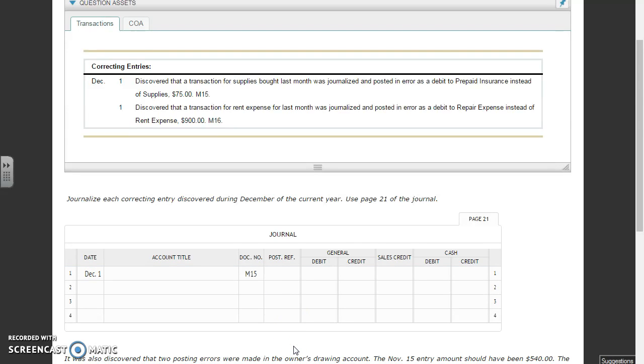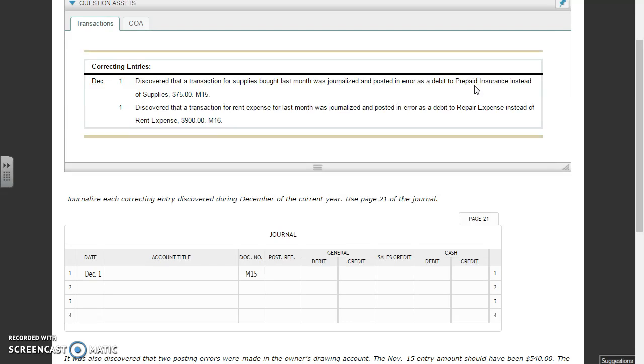Now we need to figure out what we're going to debit and what we're going to credit, because a correcting entry is still just like any other journalized item. We still have to have one debit and one credit. So we accidentally debited prepaid insurance, and we weren't supposed to. We were supposed to debit supplies. If we accidentally debited prepaid insurance $75 and can't go back and erase it, a way to make it null and void, just balancing out, is to credit that same amount, and then it's like the transaction never happened.